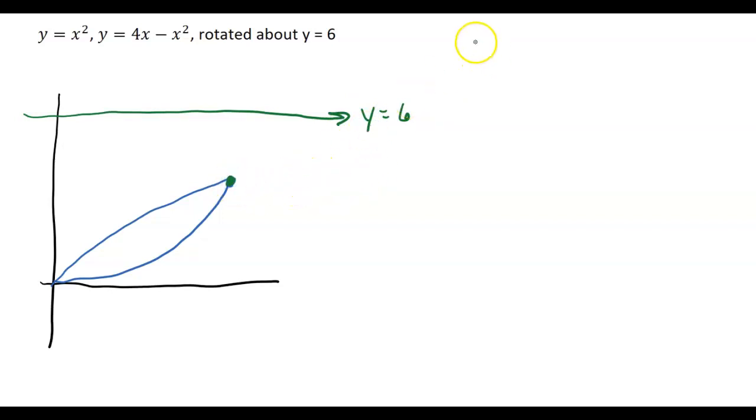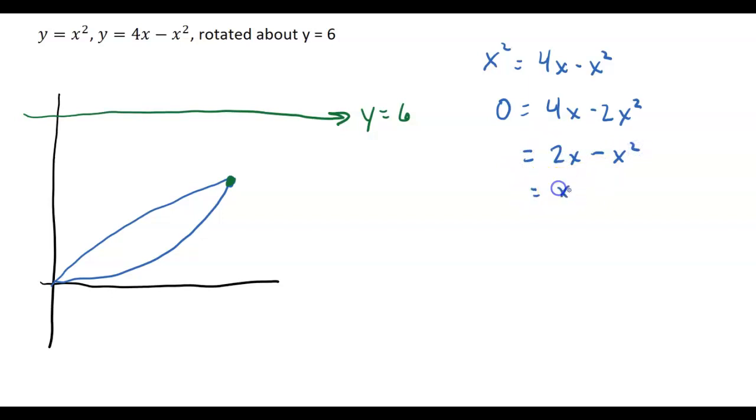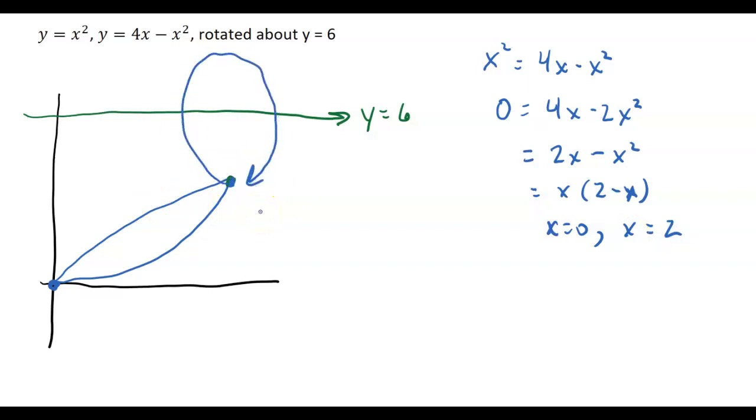Well, that's the point where they're equal to each other, so let's solve for that. x squared equals 4x minus x squared, 0 equals 4x minus 2x squared, 0 equals 2x minus x squared, which is x times 2 minus x. So this point down here is where x equals 0, and this point up here is x equals 2. Those are going to be our limits for the integral. And this is going to rotate around the line y equals 6.